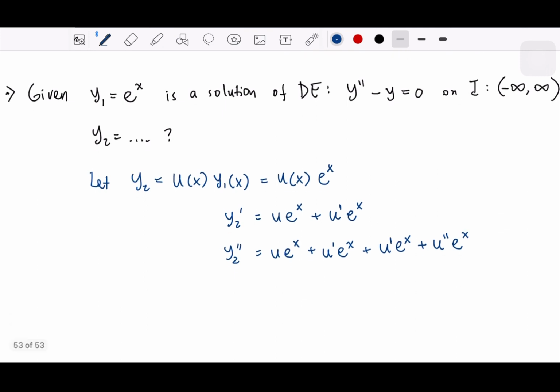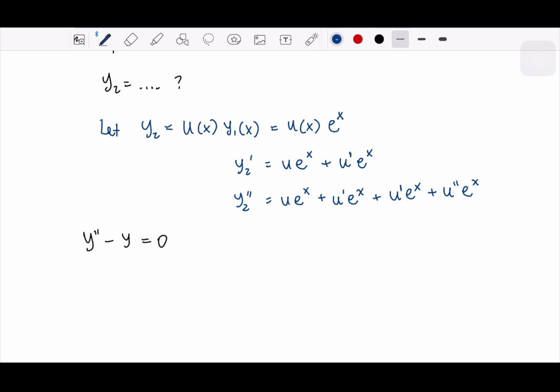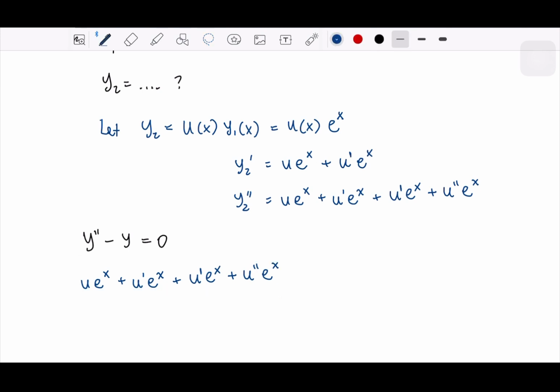From this part, we are going to substitute into our differential equation. So we are going to move this double prime back here, and then this y over here. So we are going to have this minus this. We are going to see that this will be canceling out, right? Let me write it completely. So we are going to have u, or maybe just copy this long equation and put it here, and minus y, which is u e^x, is equal to 0. So we are going to have cancellation.